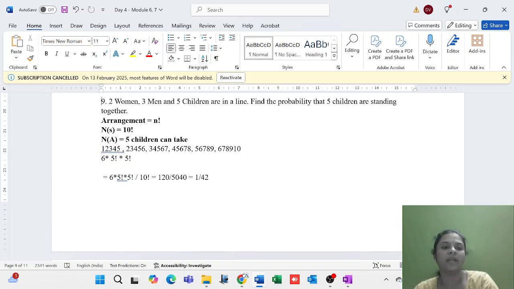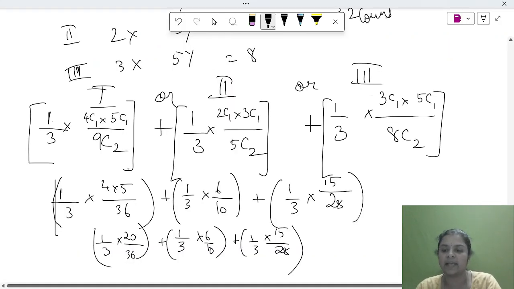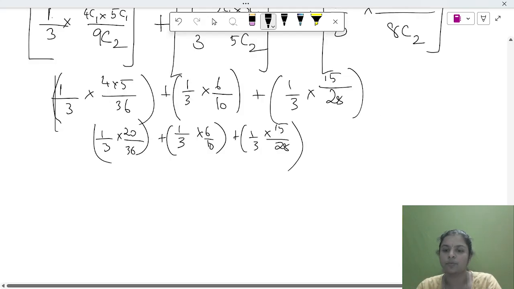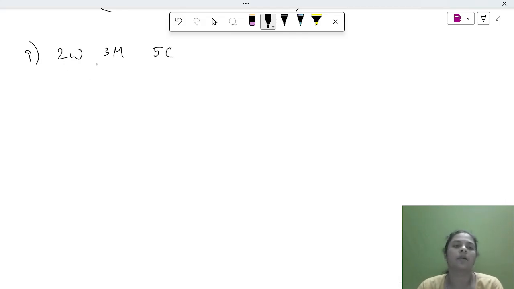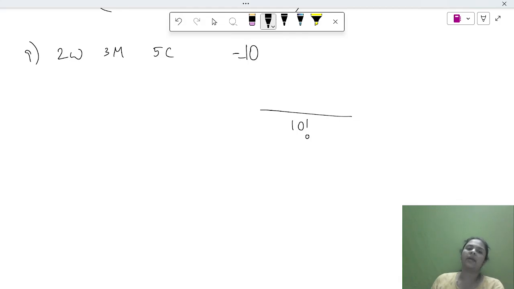Now 2 women, 3 men and 5 children are standing in a line. So 2 women, 3 men and 5 children. Now totally how many? 5 plus 3, 8 plus 2, 10 people are there. So first put the denominator. 10 people can arrange themselves in how many ways? When the word arrange comes, it is the factorial rule or nPn rule, 10P10 or 10 factorial.